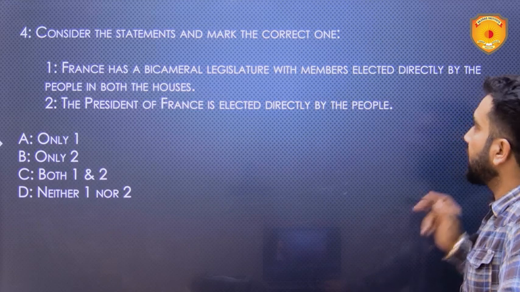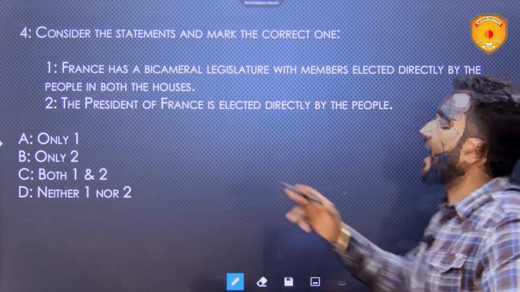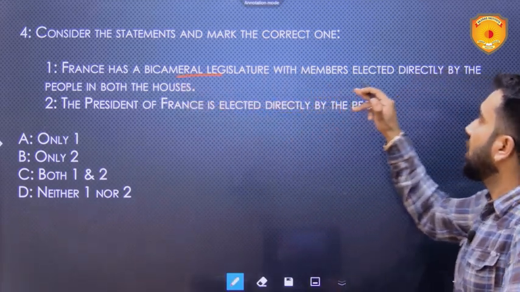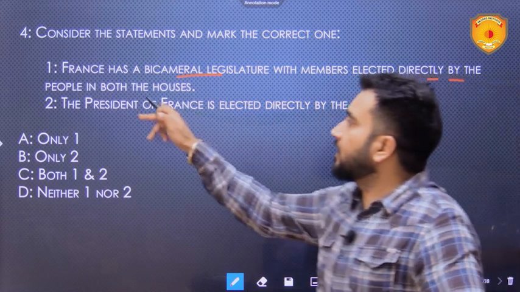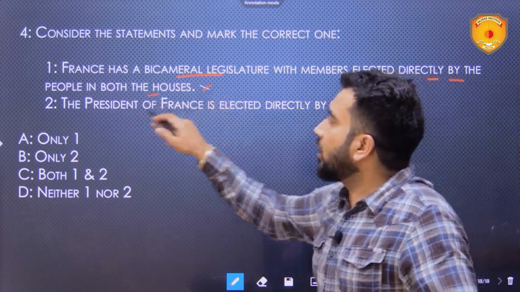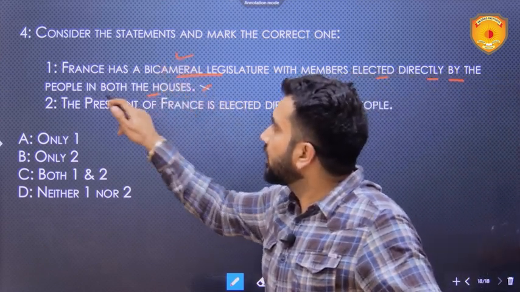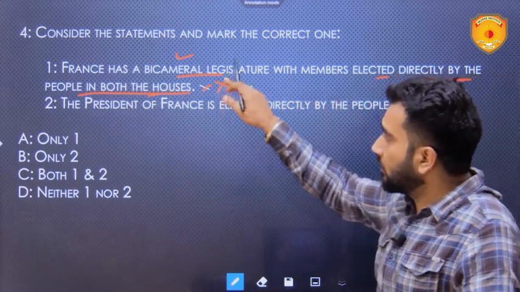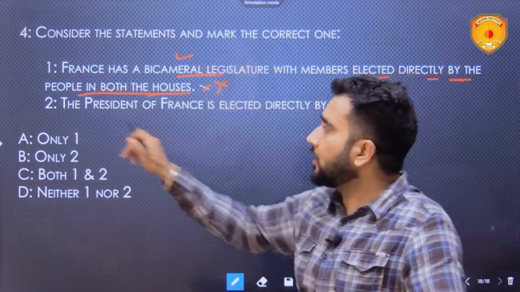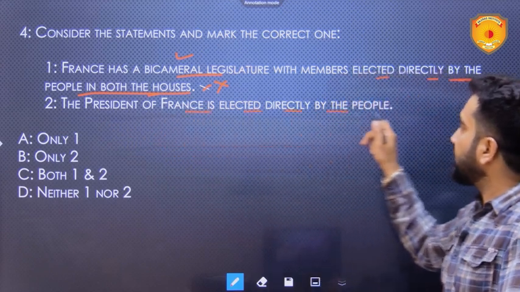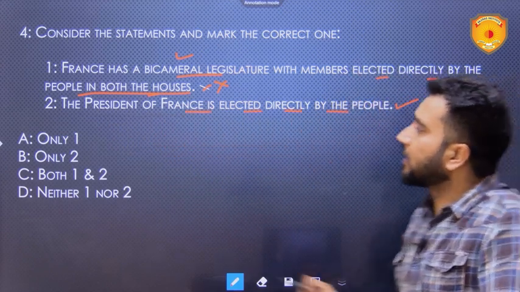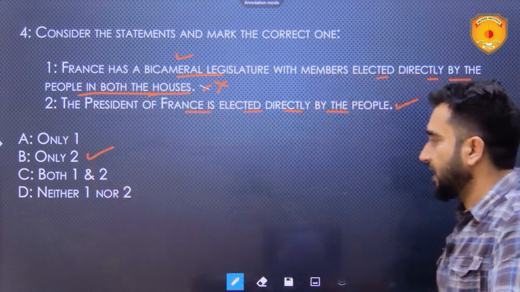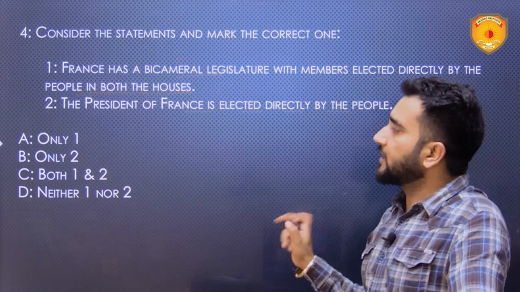Fourth, consider the statements and mark the correct one. First is France has a bicameral legislature with members elected directly by the people in both the houses. This is wrong. Bicameral legislature is true, but directly elected by people in both the houses, this particular part makes this statement wrong. The president of France is elected directly by the people. This statement is correct. So only 2 is going to be the correct answer for this, that is B.